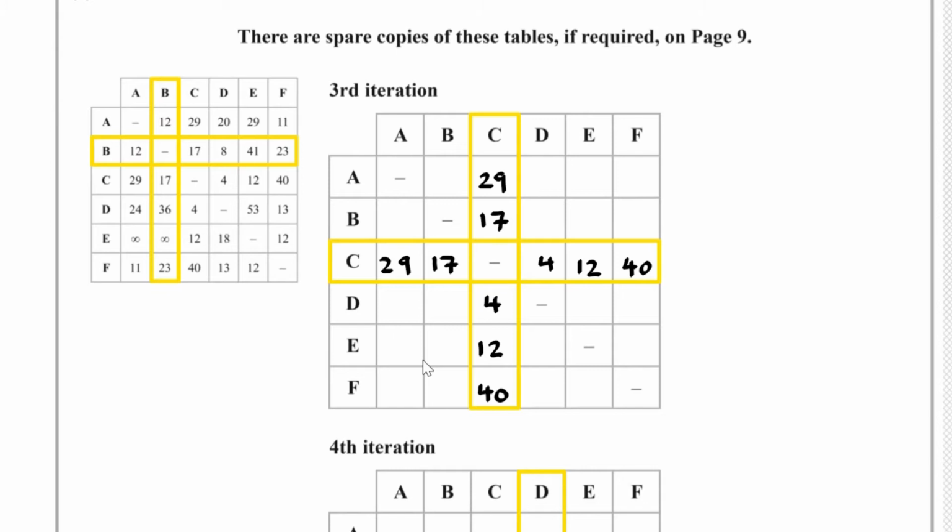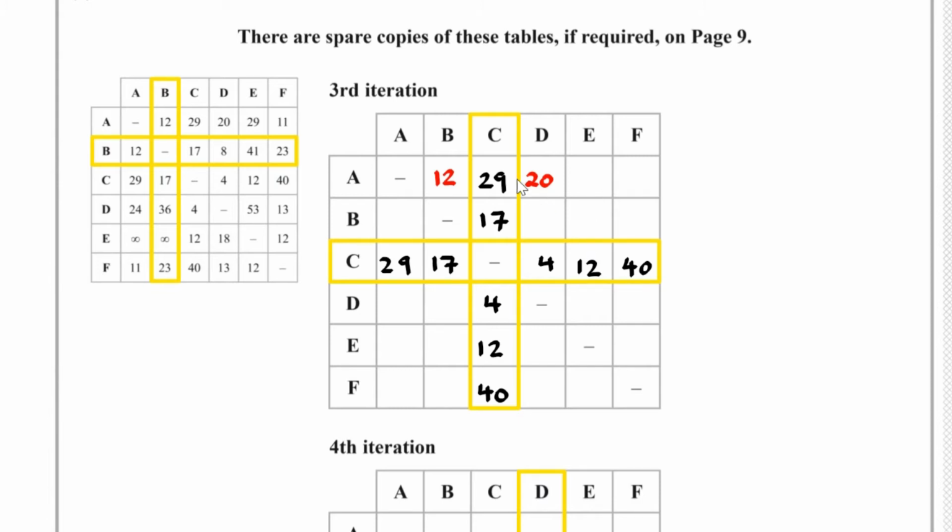So now, if we consider what goes in this element, we compare the sum of 17 plus 29 with the 12. We can see the 12 is smaller, so that remains as it is. For this element, we compare the sum of 29 and 4 with the 20. We see the 20 is smaller, so 20 remains here.